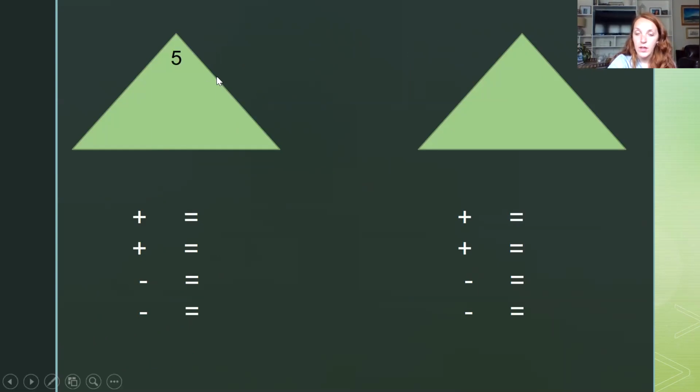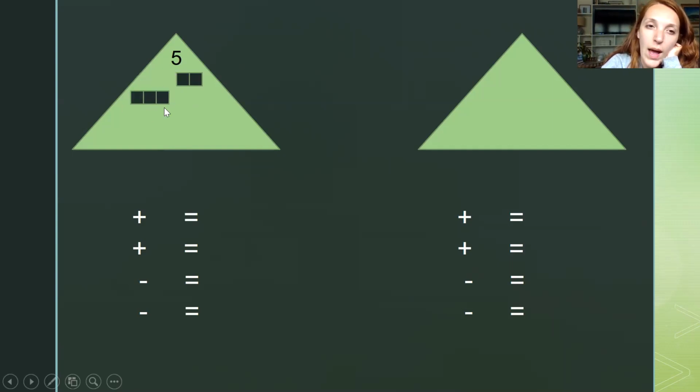5, it's at the top, so it's going to be my whole. And then I'm going to break this 5, 1, 2, 3, 4, 5, into parts. Let's see, where can I break this 5 into parts? Let's break it there. So now I have a group of, this was still 5 altogether, right? 5, but I just broke it apart.